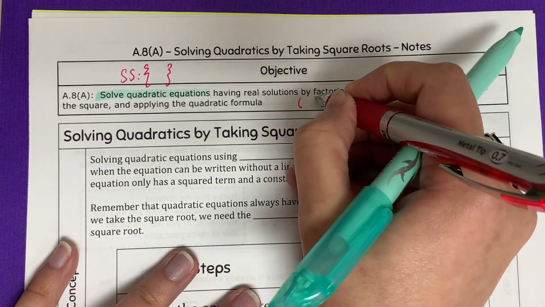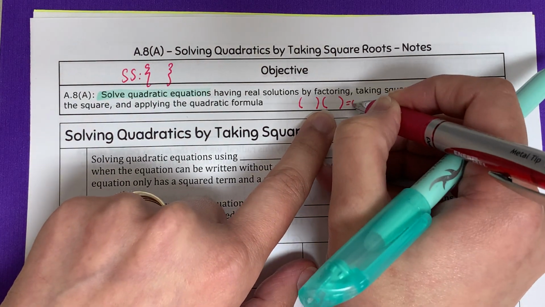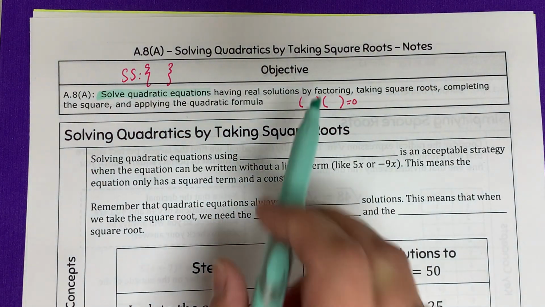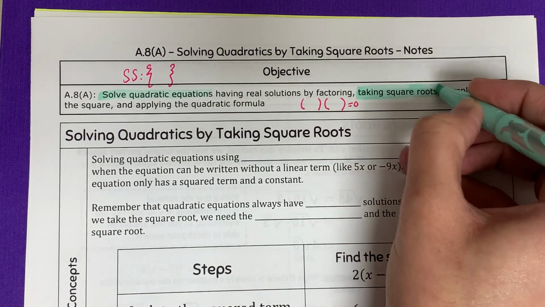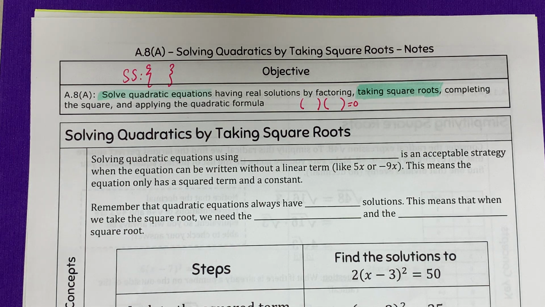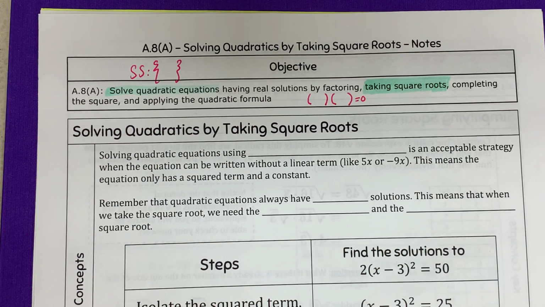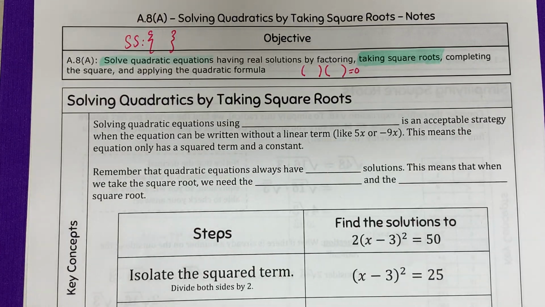Factoring, again, remember, is when I have a set of two parentheses equals 0. And that's what the factoring method is. So today you're actually working on taking square roots. So this is what you are working on today. This one actually will have some steps, but not too many. It's actually quite an interesting process. I enjoy it. Solving quadratics by taking square roots.